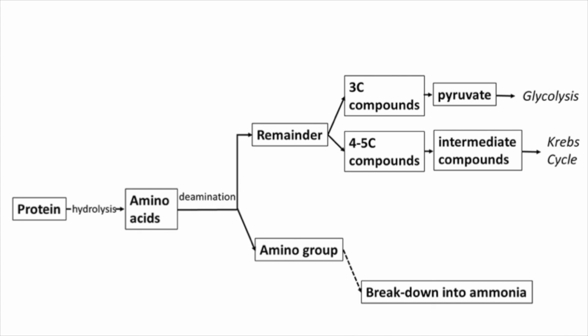The remainder of the amino acids, so that will be our carboxyl group and the R group, will have a different fate depending on how many carbons are involved. Any 3 carbon bits will end up basically substituting pyruvate, so they can then enter the link reaction. Anything that's 4 to 5 carbons could act as an intermediate compound within the Krebs cycle, so it can be used in that way there. So they can both feed into those aerobic aspects of respiration.